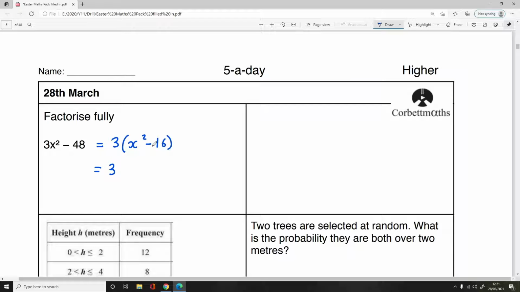X squared minus 16, I want to find 2 numbers that times to minus 16 and add to 0, or I could recognize this as a difference of 2 squares, which is generally speaking, if you've got anything that's like a square take away a square, then that factorizes to x plus number and x minus number. So in particular, this one will go to x plus 4 and x minus 4. They add to 0, they times to minus 16 as well. And that's it, that's my full factorizing.